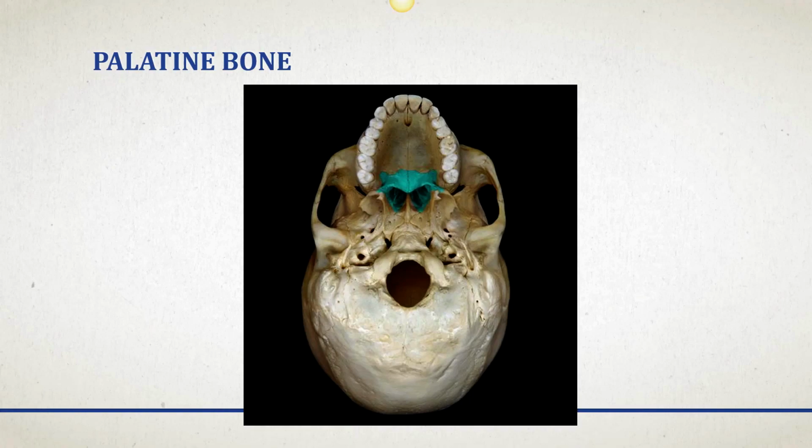Looking at the bottom of the skull, just as a review, we've got the occipital condyles, we have the jugular foramen, and the carotid canal. And then this is that foramen magnum. This is all part of the occipital bone.